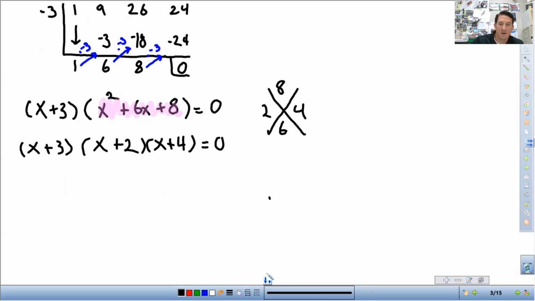Last step, finding all the zeros. Just a reminder, you separate out all the factors.